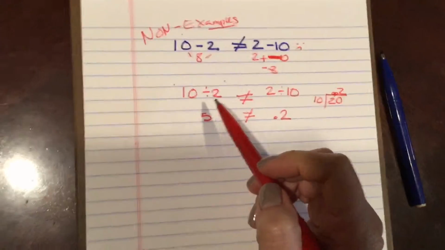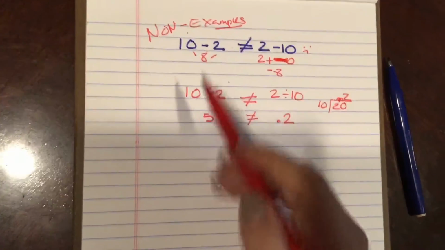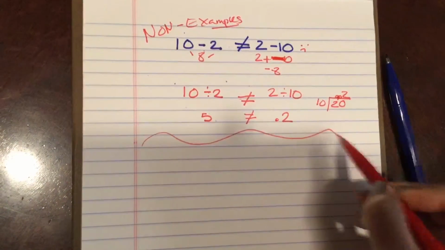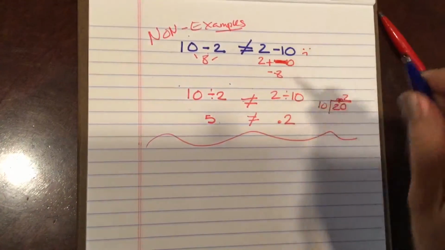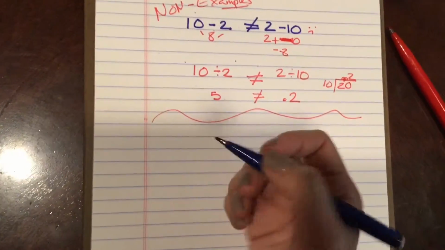So the commutative property does not work for subtraction and it does not work for division. Okay, it only works for addition. Only works for multiplication. The worksheet you're going to be completing is not just subtraction. If I give you random numbers, how would you change the order?